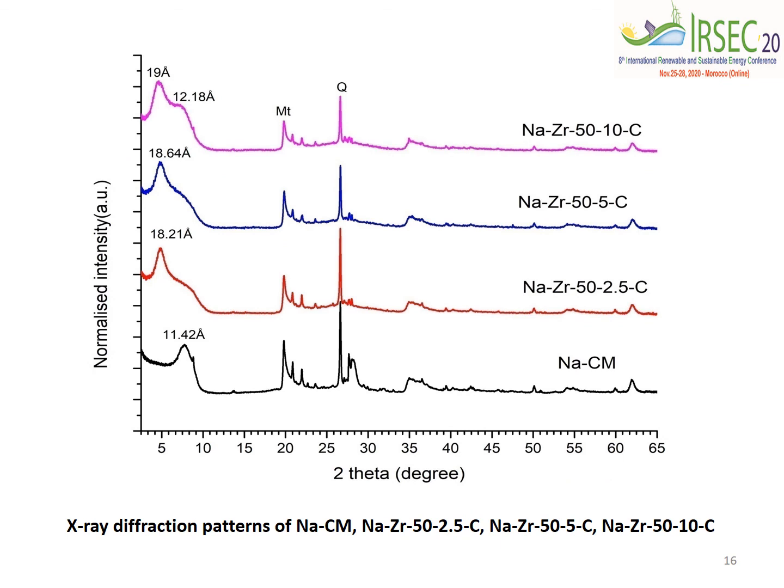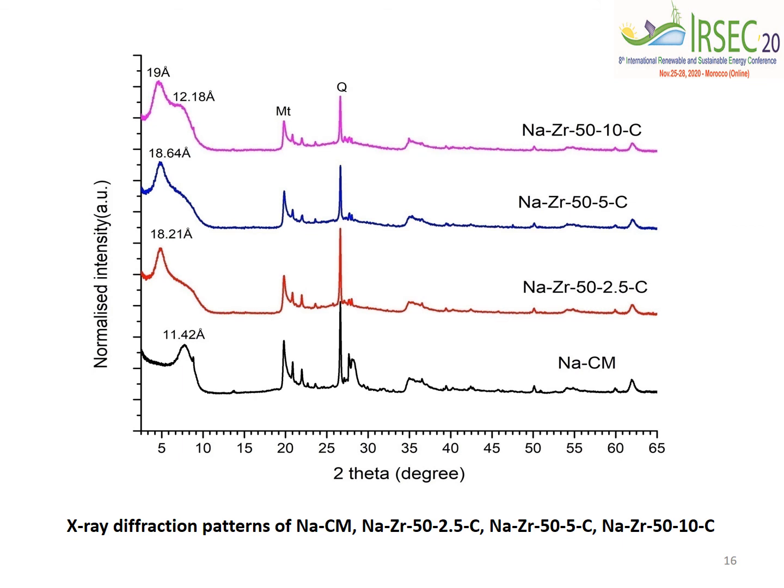These are the XRD patterns of sodium saturated clay and its modified form. In NaCM the first peak corresponds to the montmorillonite having a basal spacing of 11.42 angstrom, and in 2.5C this peak shifted to a lower 2 theta value corresponding to a higher basal spacing, that is 18.21 angstrom, which tells us that yes, pillaring has been done.